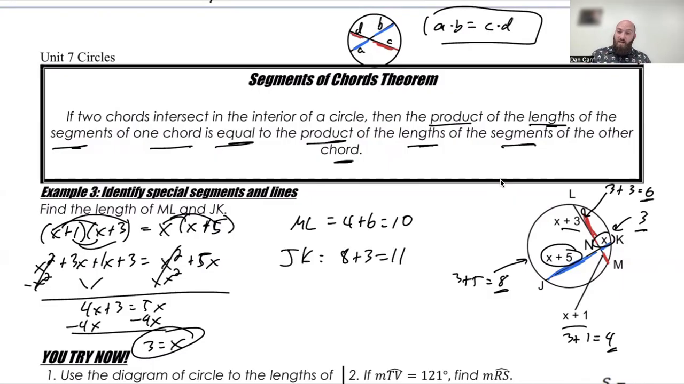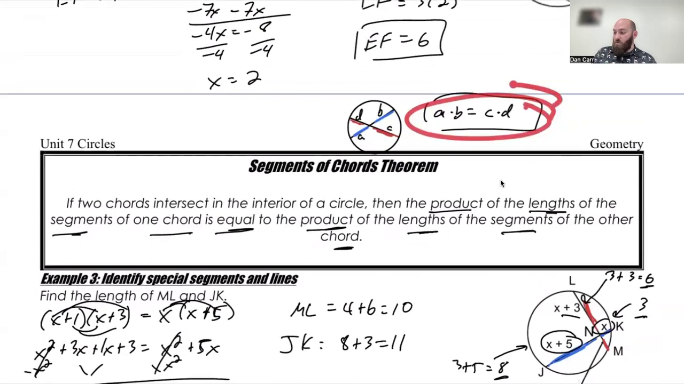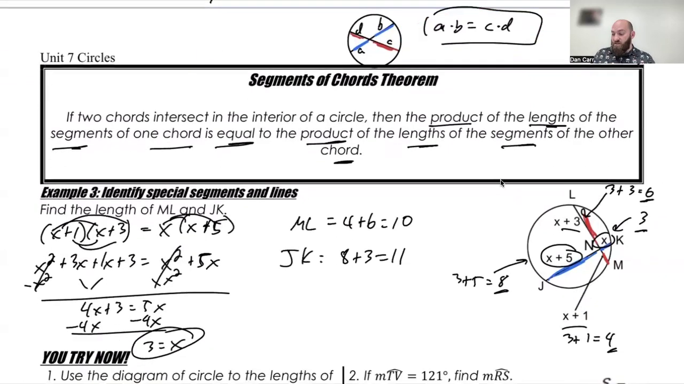I do want to highlight, it's very tempting for a lot of people to just start setting pieces equal to each other. Or they want to take this and set it equal to that. It's not. It is the multiplication. It's the multiplication of these segments that are equal to each other. Because you notice ML is 10 and JK is 11. Those are two different lengths. So this does not necessarily equal that length for the chords.